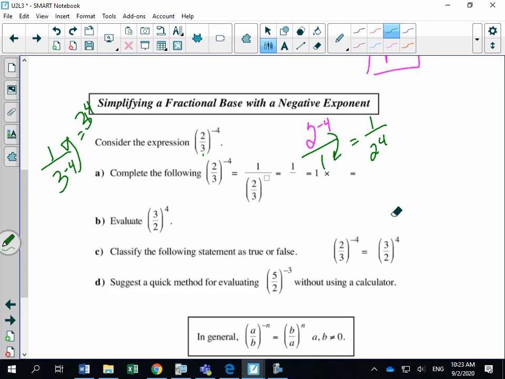What this section is on is what happens if I already give you a fraction. So they give you 2/3 to the negative 4. If you have a fraction, it's easy. And I want you to write this in your workbook.